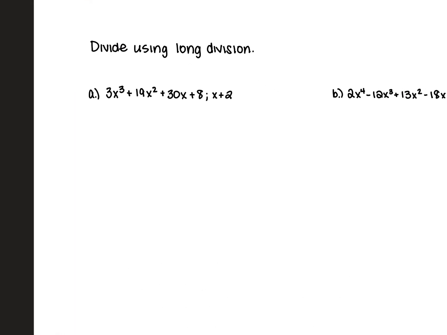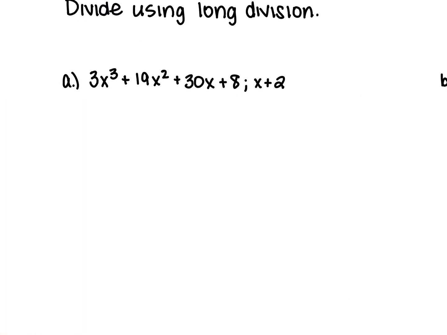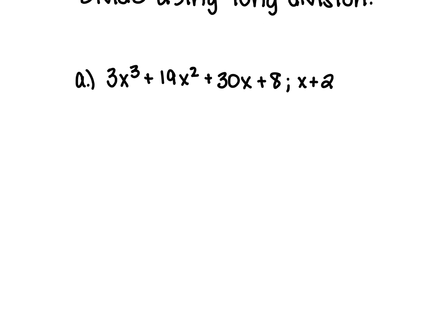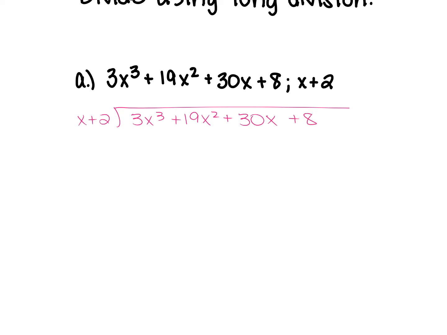For our next example, you have 3x squared plus 3x cubed plus 19x squared plus 30x plus 8 divided by x plus 2. So we're going to put that x plus 2 on the outside. The 3x cubed plus 19x squared plus 30x plus 8 has all of its powers represented, so we're just going to put that underneath.